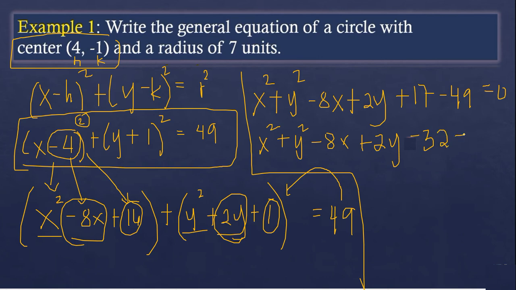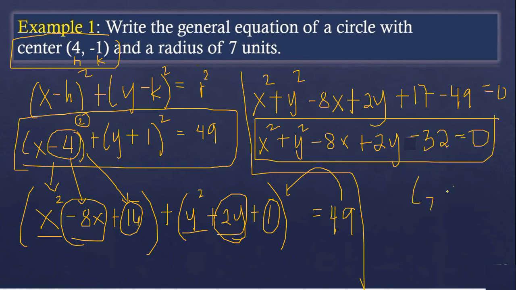Negative 32 is equivalent to 0. And that is the general form.